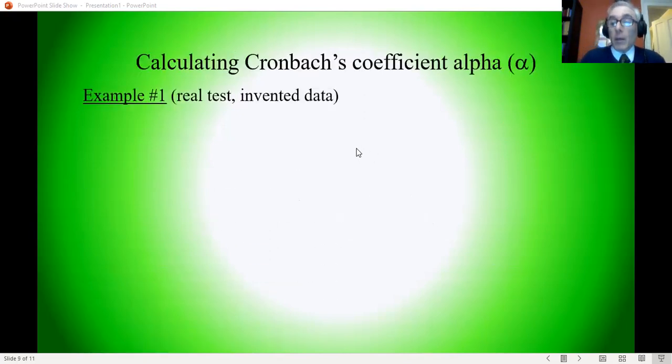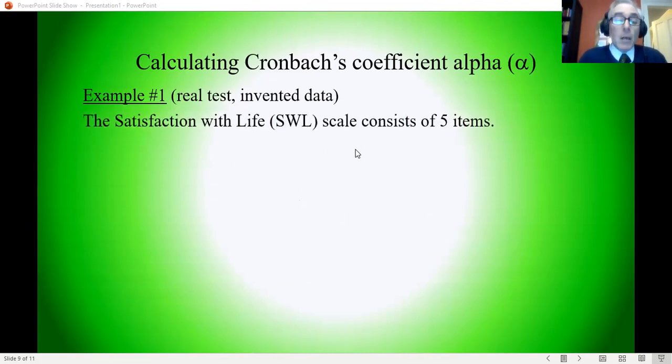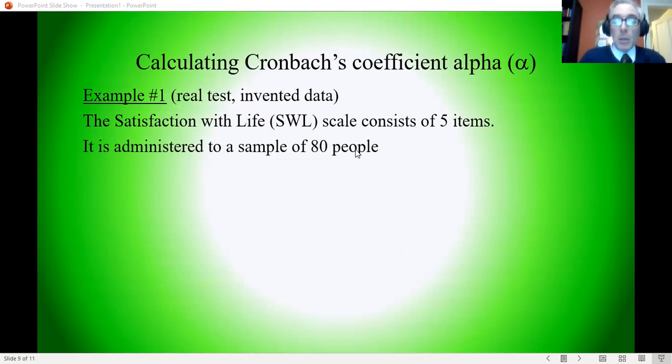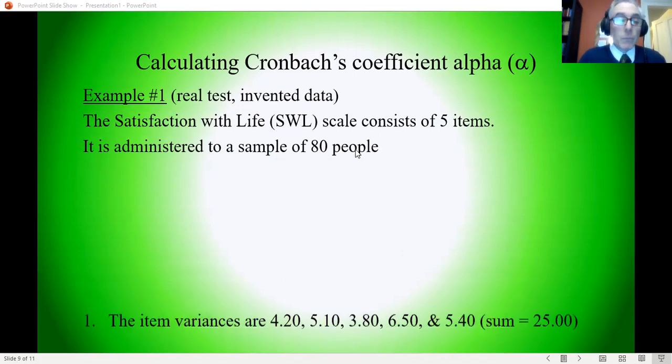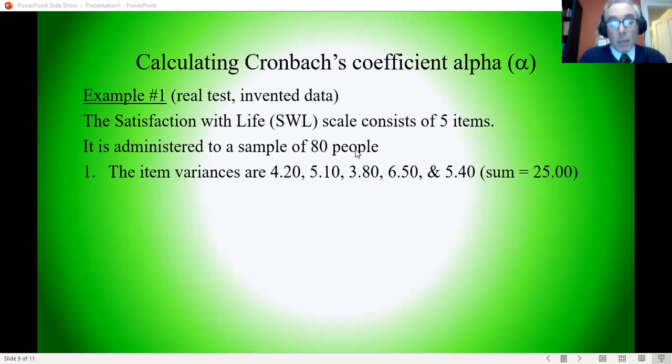Here's an example, a real test, by the way, but I made up the data here. There's a measure developed by Ed Diener out in Indiana called the Satisfaction with Life Scale. It's a 5-item scale. It's been very widely researched. You can look it up sometime. And so let's pretend we've given it to a sample of 80 people as part of a study. And we want to know how reliable the Satisfaction with Life Scale was in this sample. All right, so we score it and we put all the numbers into a spreadsheet. I will be showing you a spreadsheet shortly.